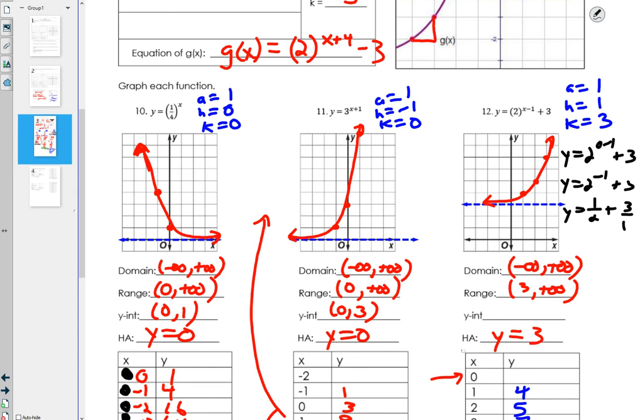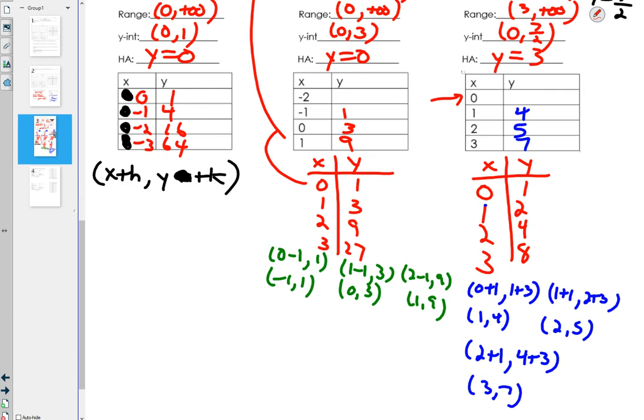What's the LCD of 1 and 2? It is 2. So this is 1 over 2 plus 6 over 2. So it's 7 over 2. And 7 over 2 is the same as 3.5. So you can either put (0, 3.5) or (0, 7 over 2). Any questions on that page?